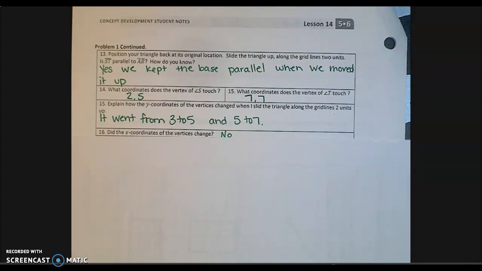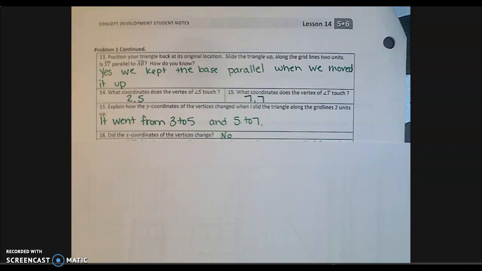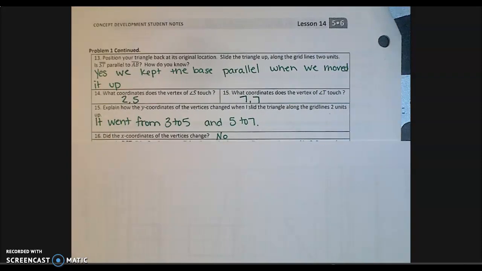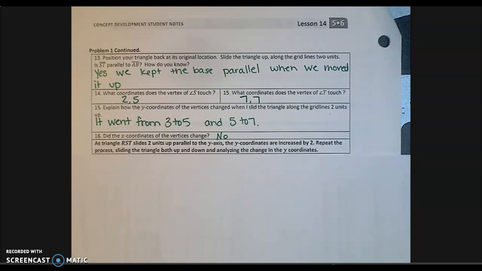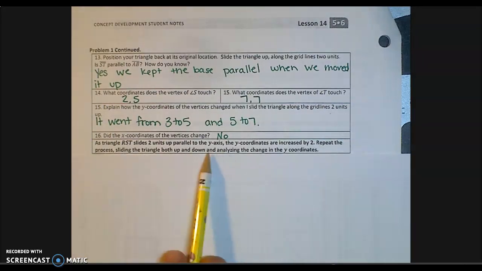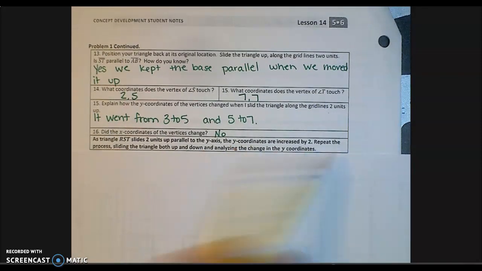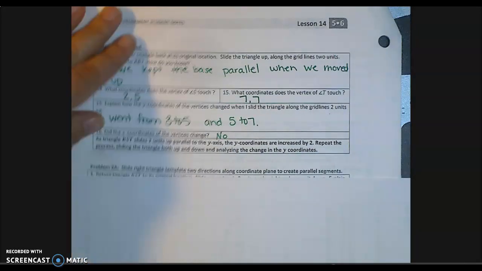It says, did the x-coordinates change? Well, no, we did not move to the right at all or to the left. All we did was move up. So as triangle RST slides 2 units up the y-axis, the y-coordinate is increased by 2. So we're going to continue analyzing those points.